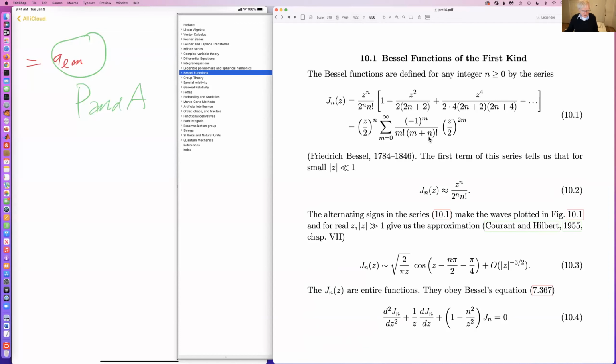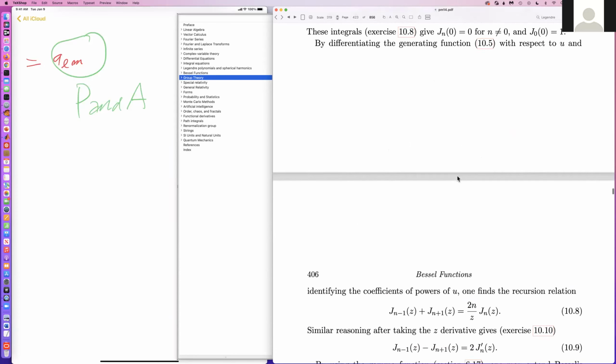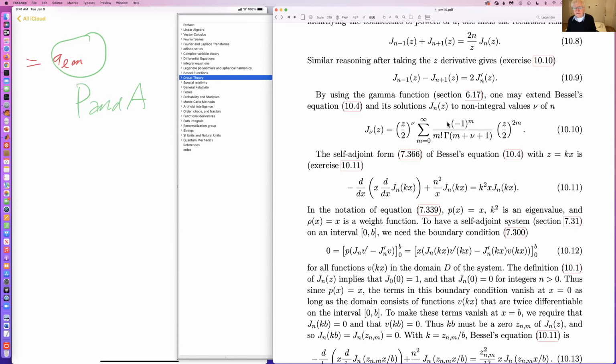But we know that n factorial is related to the gamma function, and the gamma function is basically a meromorphic function. It's analytic everywhere except at negative integers, basically, maybe 0. I forget whether or not it's 0. But anyway, you then can extend that definition by using the gamma function. And so now we have non-integral values of nu. In fact, it could be complex nu.